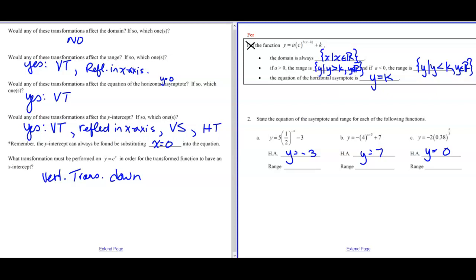If the a value is positive, it's going to be y greater than the k value. I'm not going to put the squiggly brackets for this. Okay. Then if the a value is negative, then it's going to be y less than the k value. So here, less than.